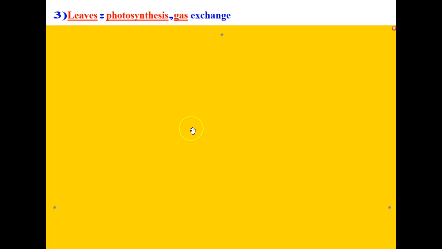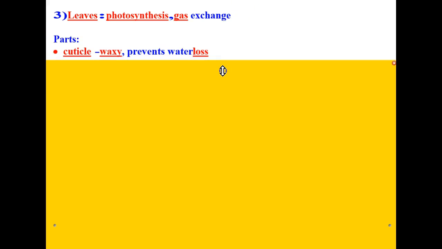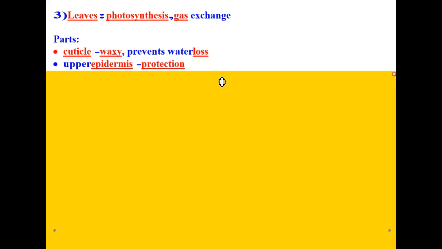Leaves, of course, are responsible for producing the majority of photosynthesis and for gas exchange. And the gases exchanged, of course, are carbon dioxide, oxygen, and water vapor. Parts of the leaf that you'll have to know and what their functions are is the cuticle. The cuticle is a waxy layer on the outside of the leaves, and this helps prevent water loss.